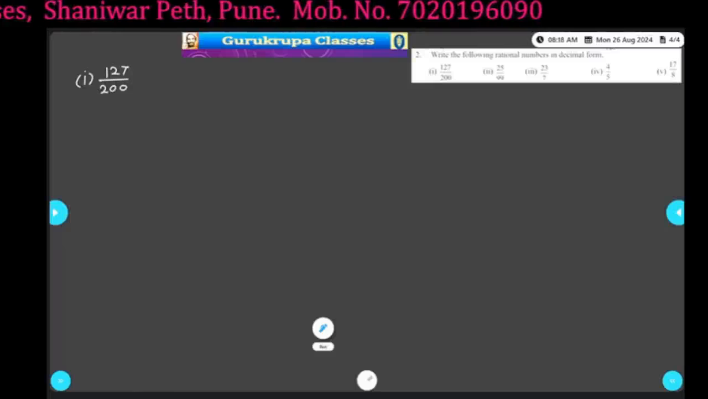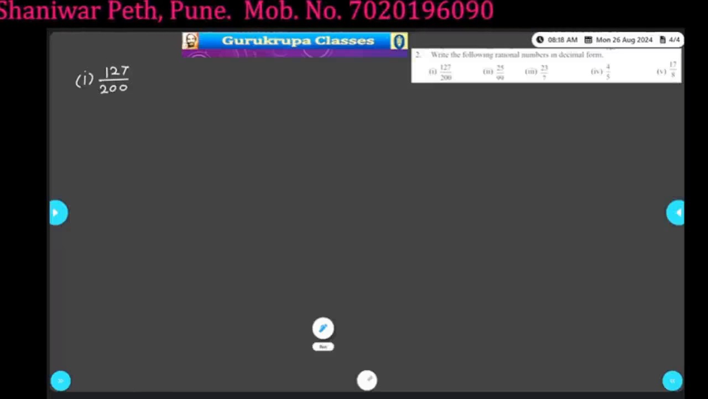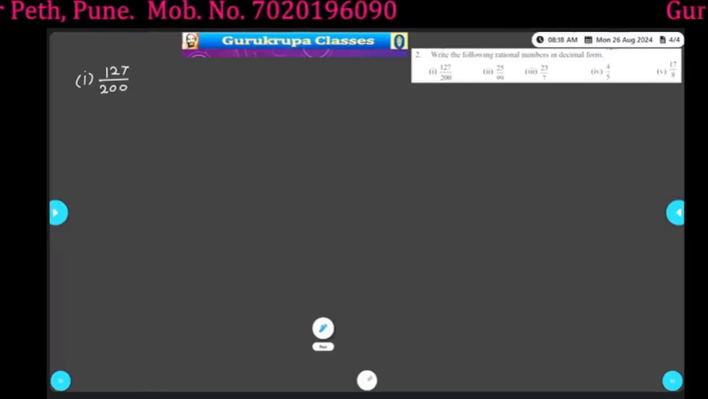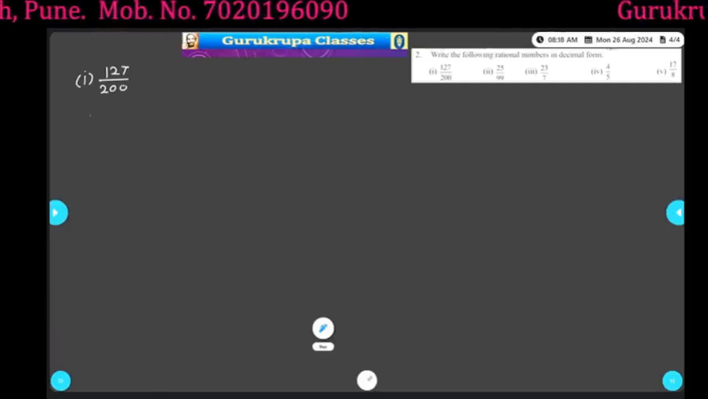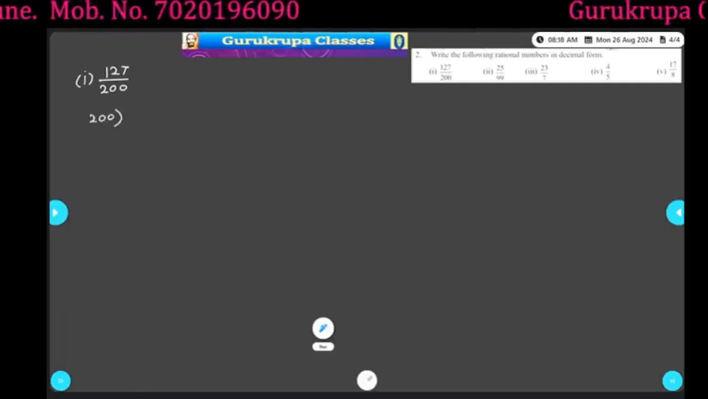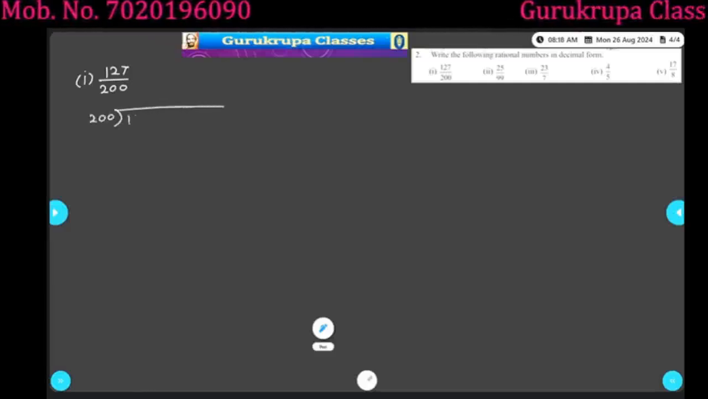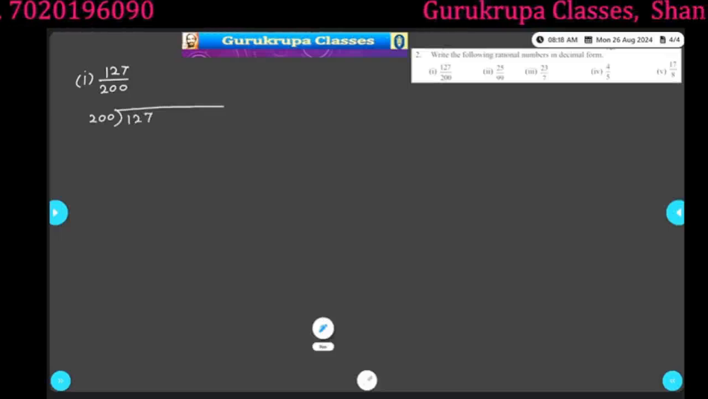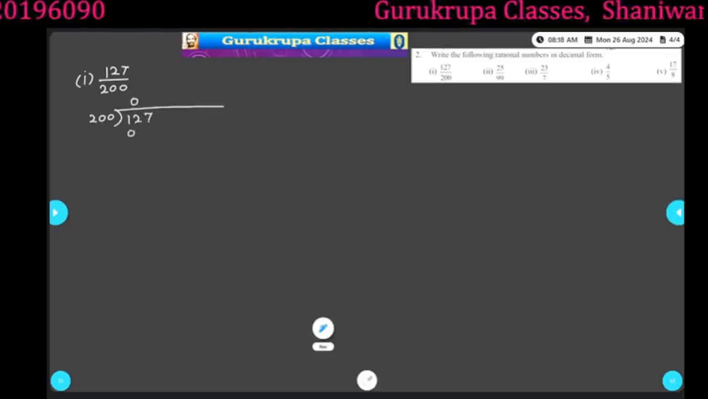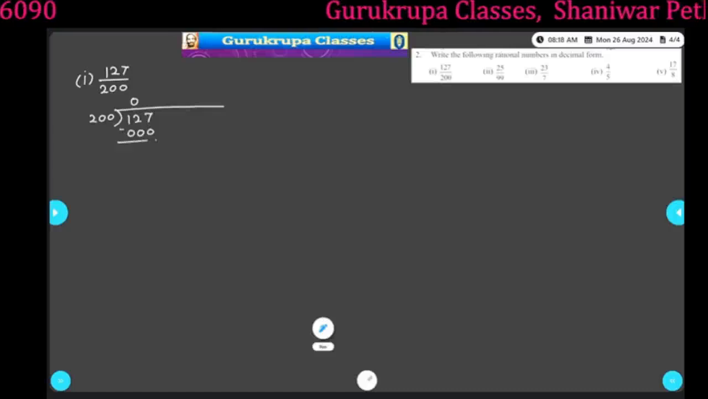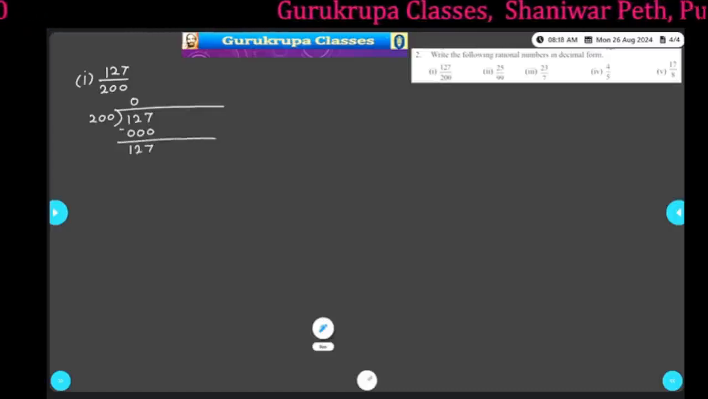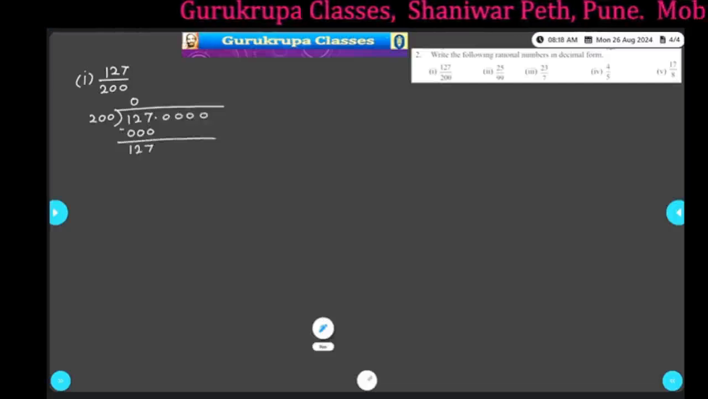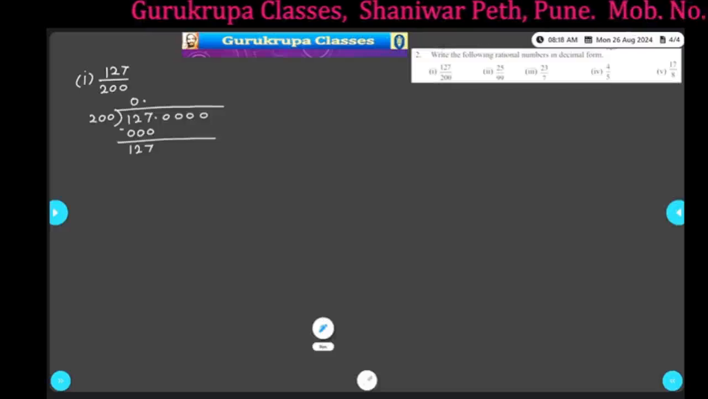Question number 2 is given to you, that is, write the following rational numbers in decimal form. So to take the decimal form, we do actual division. 200 is the divisor here, and 127 is the dividend, so 127.000. For decimal form, we should take a group of zeros after the point. So the point should be given in the quotient, then we take 0.